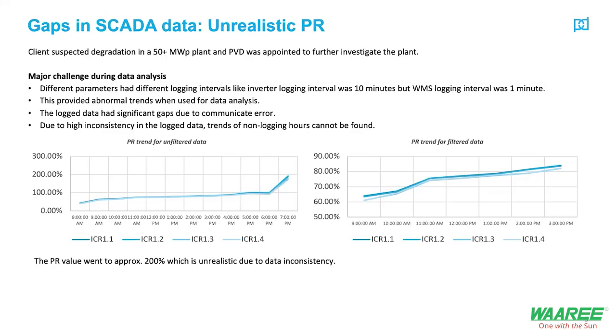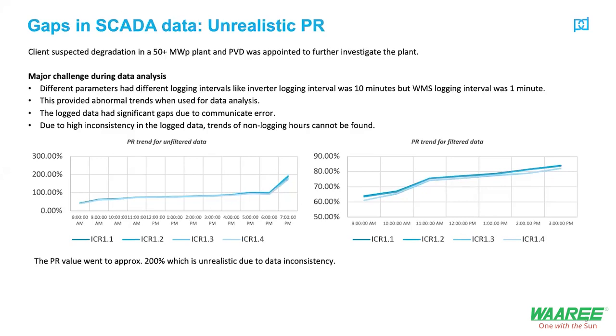What we saw on the chart on the left is that the PR based on the data coming from the plant is going up to 200%. I'm not even talking about 90. For example, the inverter is logging at every 10-minute level, while the WMS, the weather monitoring system, was logging at a minute level. When you combine the data and sum it up, it will lead to some kind of issue if it is not analyzed properly.